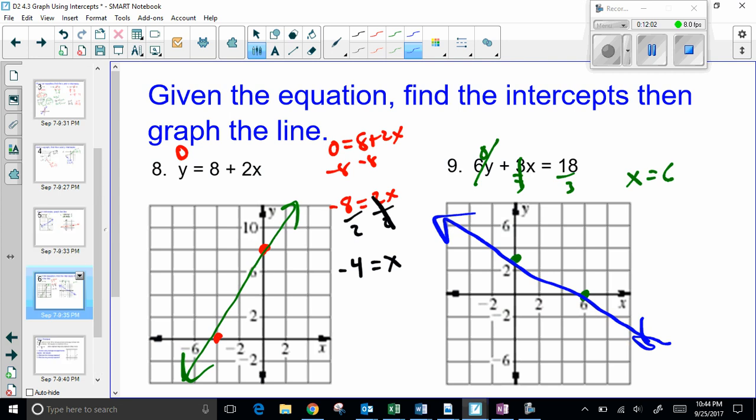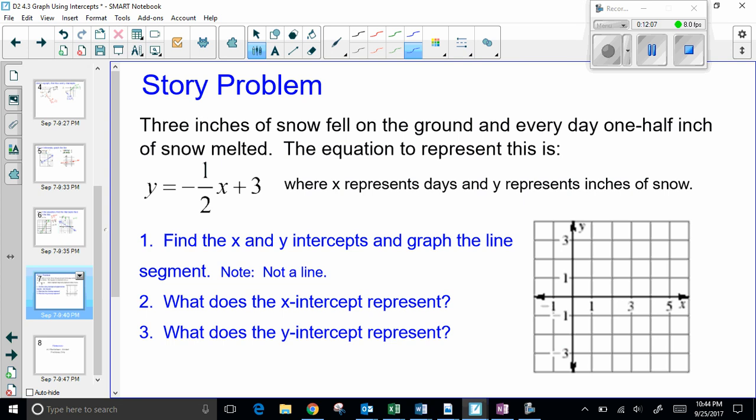All right. Now here's where, and hopefully I've gotten to all these, I'm not skipping anything, here's where it helps to imagine or use your intercepts. 3 inches of snow, in this story problem, hopefully this will make a little bit more sense. 3 inches of snow fell on the ground, and every day 1/2 inch of snow melted. The equation to represent this is y equals -1/2 x plus 3. Okay, so we're adding 3 inches. So that's getting added on every time.